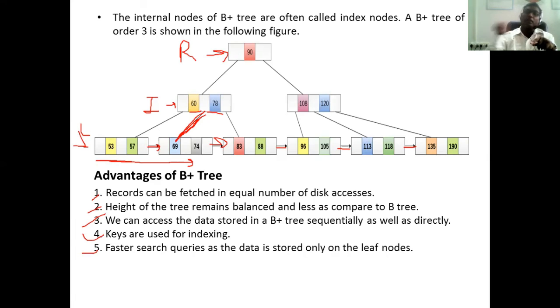सारा data जो आपको कहाँ पे present है, leaf node पे present है. So every data is present in leaf node. So we can access the data very easily, very fast with the help of keywords. So these are the different advantages of a B plus tree.